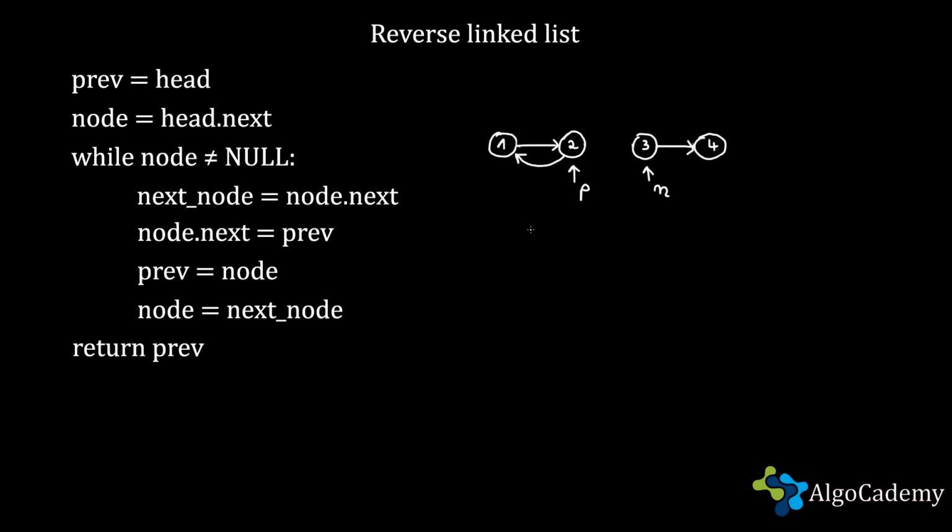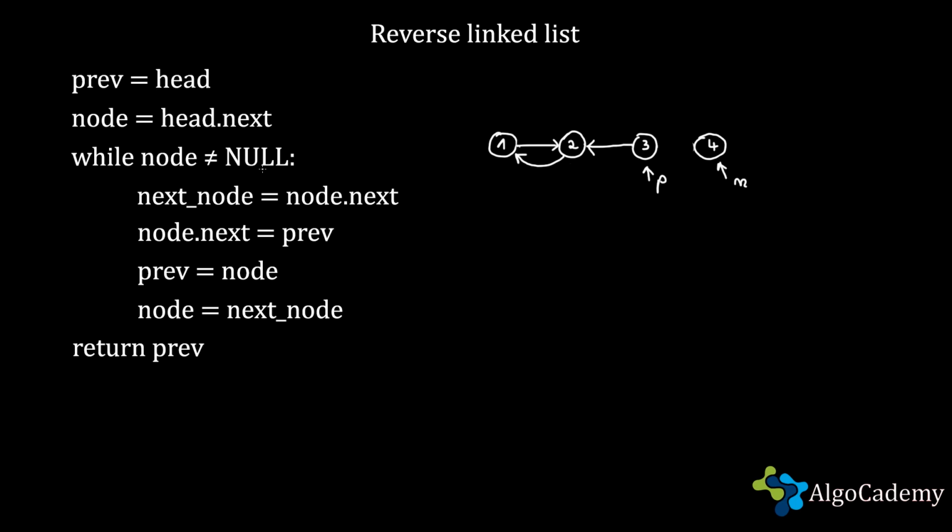And we continue. What's going to happen? Node is still not null. Next node will be here. Next node. Okay. Node next equals prev. So instead of this link, I'm going to have this one. Okay. Prev equals node, node equals next node. So prev is now here. Node is now here. And we continue.